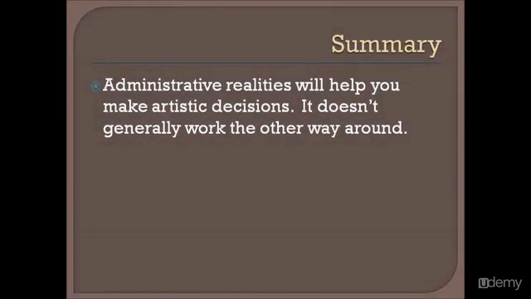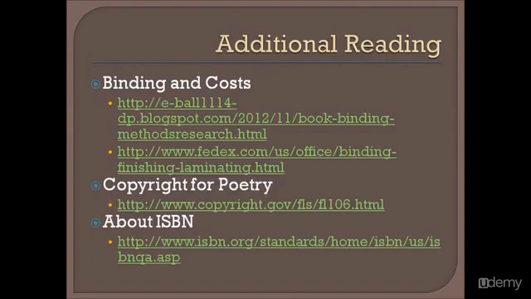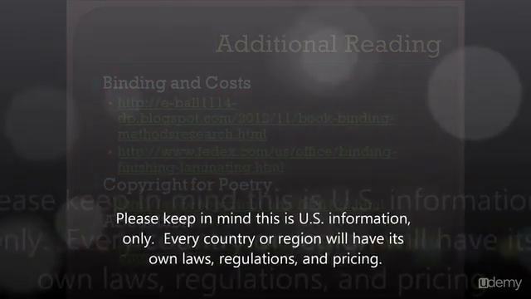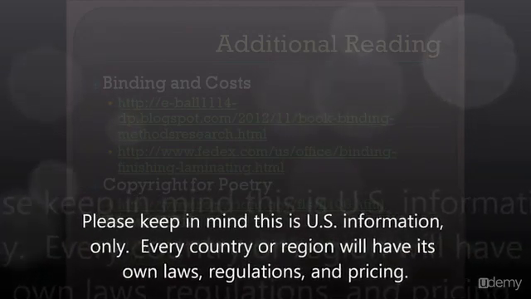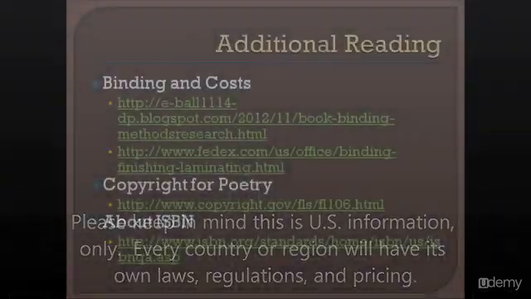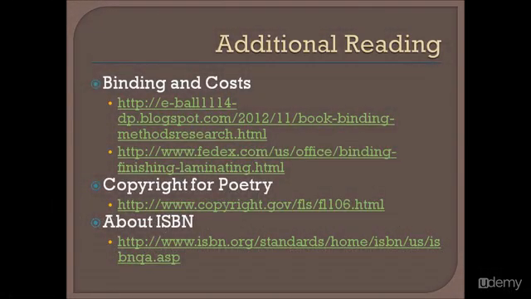In summary, administrative realities will help you make artistic decisions. It doesn't generally work the other way around. All of your decisions that you make going forward are going to be based on those first 3 choices I've asked you to make. I've also included here some additional reading for you about binding and binding costs, some information about copyright for poetry, and some information about ISBN. This is just basic information to get you started so you can continue to make good decisions about your chapbook project.